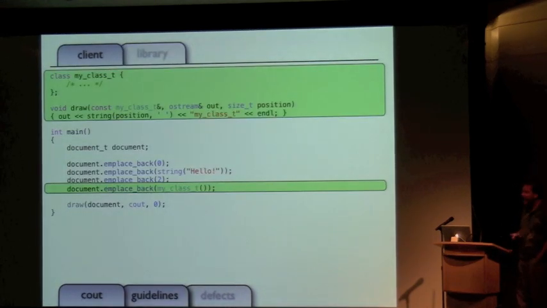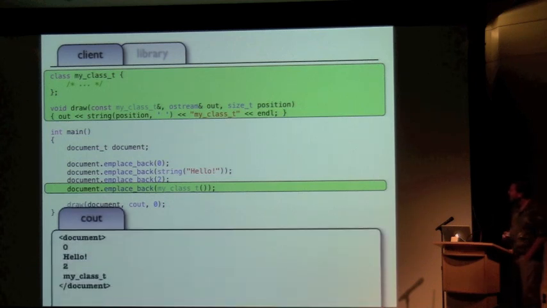Okay. So now, with just those changes, I can go back here, and I can add my own class, which doesn't inherit from anything, and provide the draw operation to satisfy my concept. My concept is any regular drawable object. For me personally, I never say regular, I'll just say drawable. Regular is implied. So my document takes any regular drawable object. So now I can put in 0, hello, the number 2, my class type, which will print like that. And that's what I get.